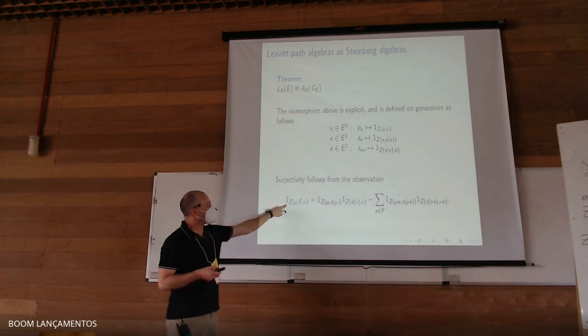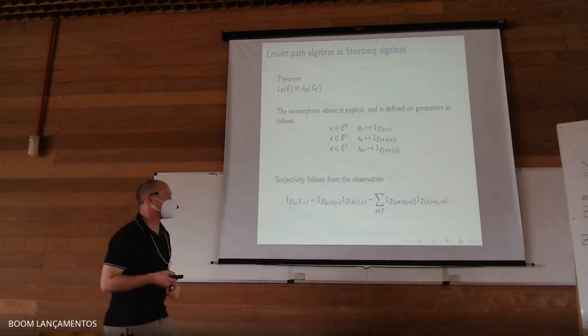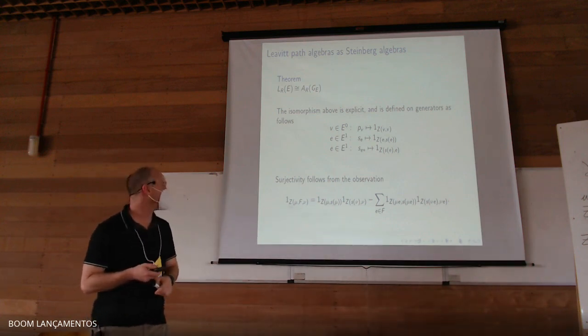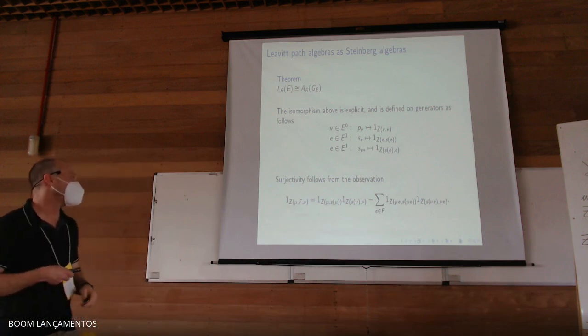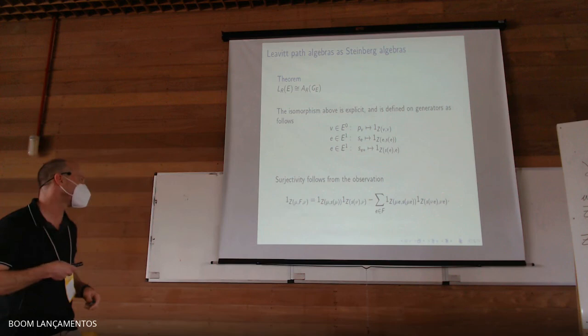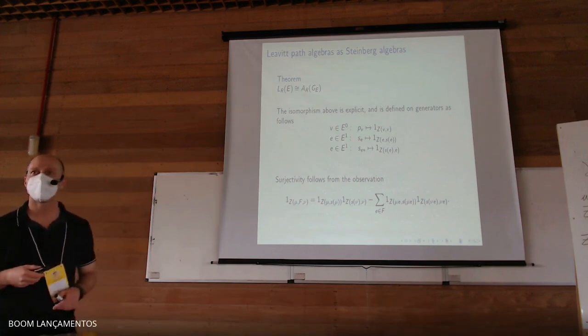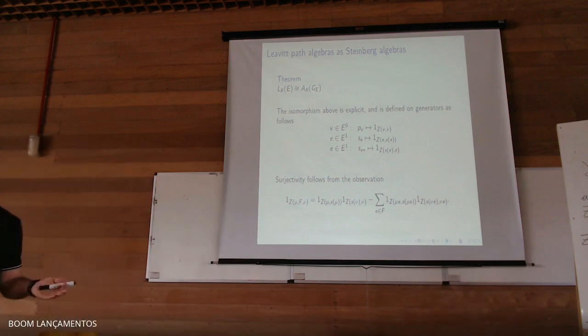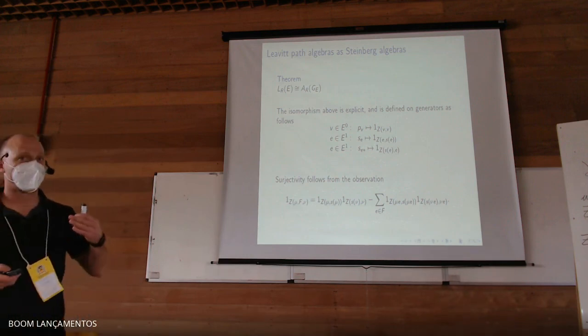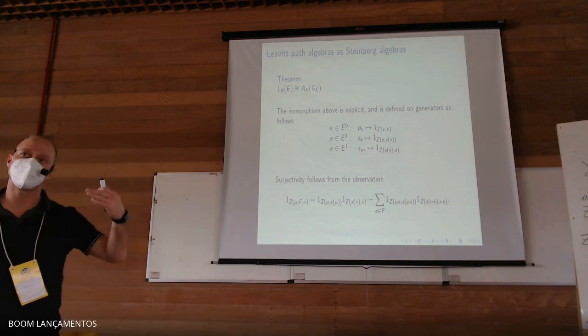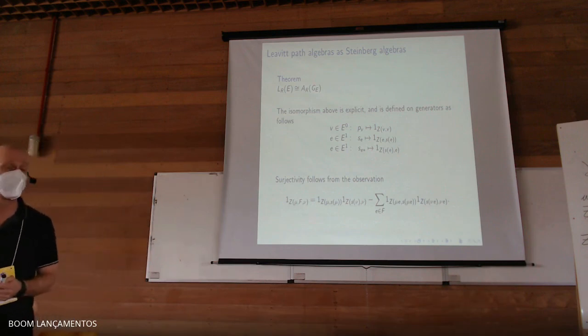a typical generator in the Steinberg algebra has that form, Z mu F nu, and you can try to see that that can be expressed in this way, which is exactly formed by elements of that type. So this is just a linear combination of elements of that kind. Therefore, this map is in fact a surjection. To show that it's injective, often uniqueness theorems are used.